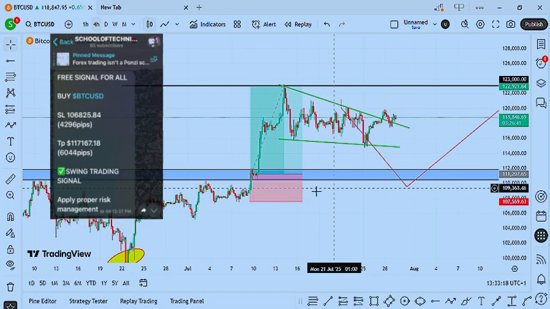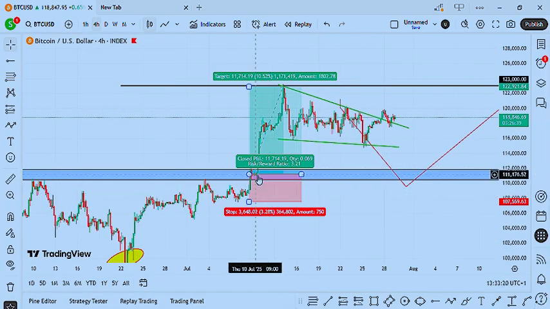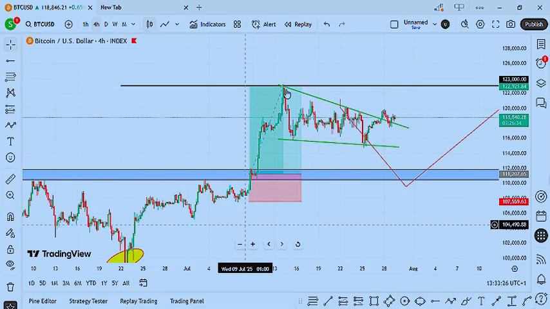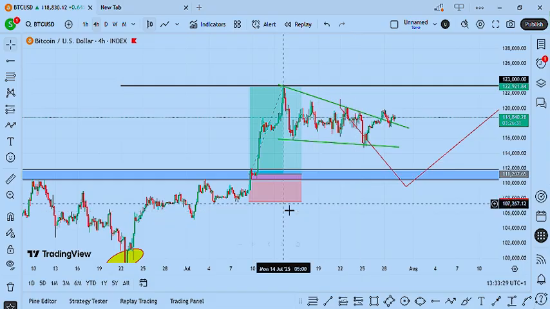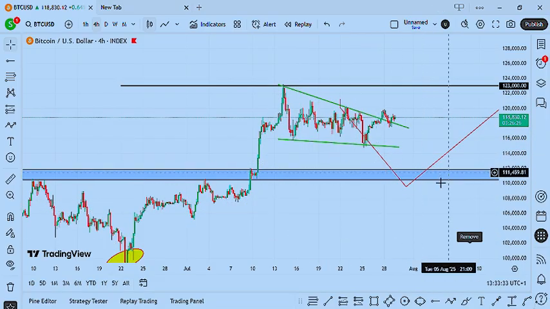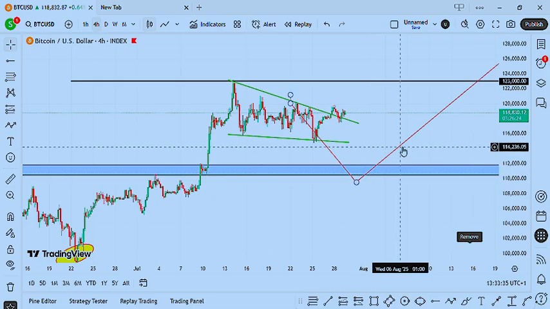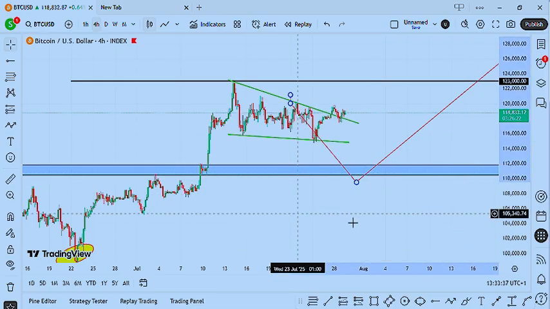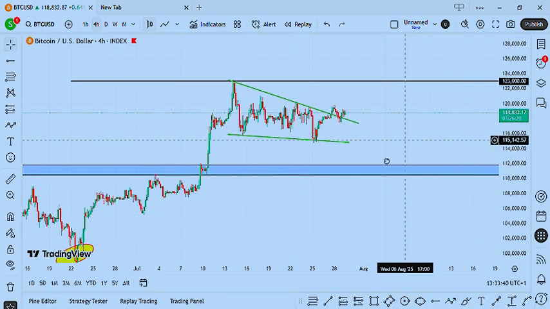Alright, if you caught this massive move, because this was a zero drawdown trade, Bitcoin just ran into our take profits. I dropped this signal on my Telegram channel. It ran into our take profit, but right now we might see a pullback. We might see some retracement from Bitcoin before the bull run continues again.